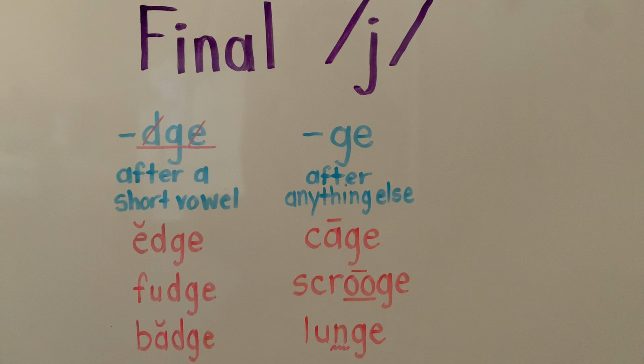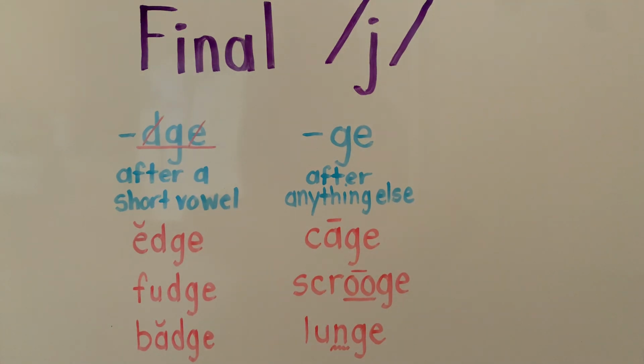The other part of the rule says that it's spelled with ge after anything else. So I put three examples that all have different patterns right before the j sound, so that we can make sure we remember that it comes after anything else that's not a short vowel. So my first example is cage. What do you hear right before the j sound in cage? That's right, a long a sound, a long vowel sound. So since it's a long vowel, it's going to be spelled with the ge after it.